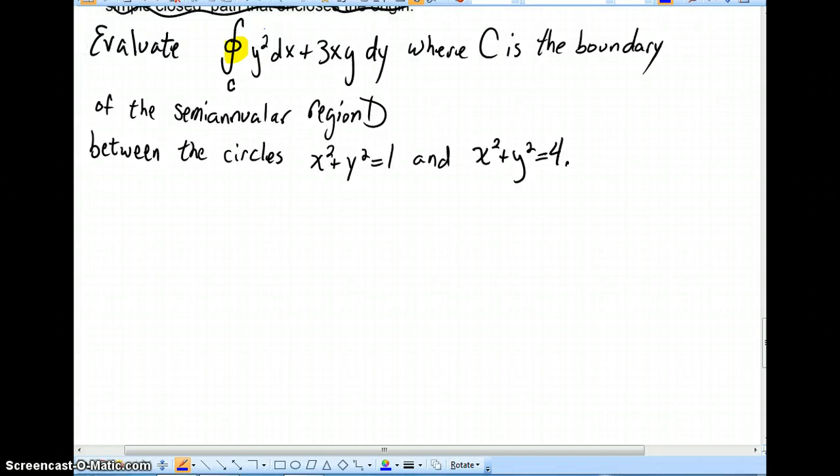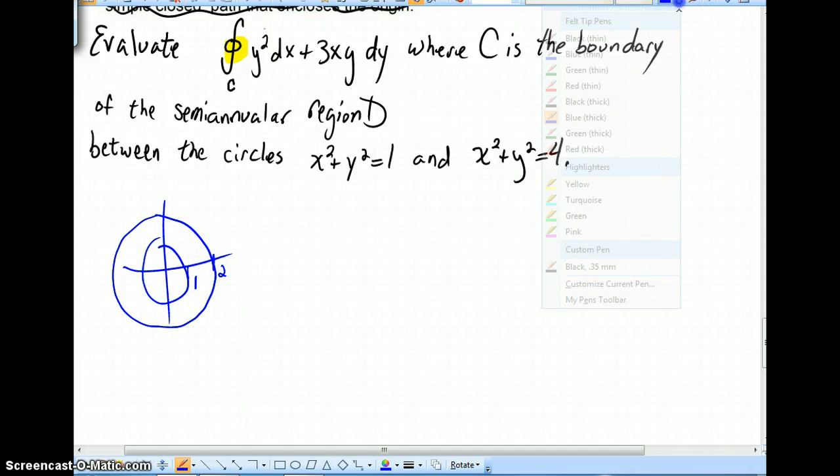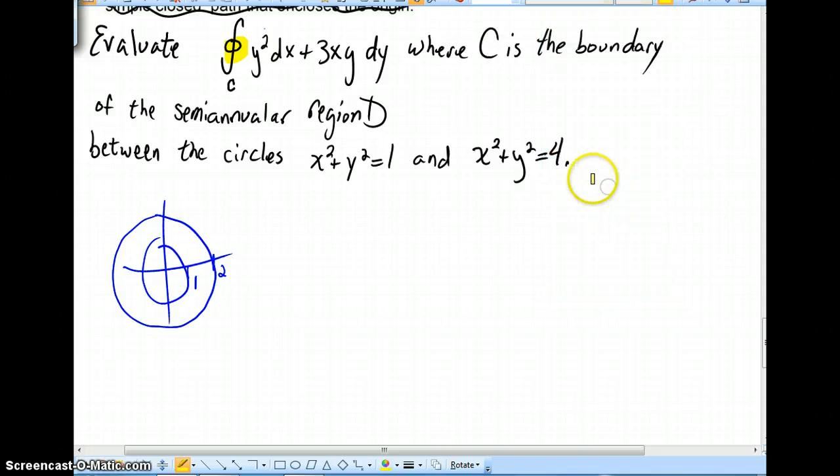Okay, finishing up our very last problem, and it's a problem that's been modified from the notes. We have a region that contains a hole. We're between the circles x squared plus y squared equals 1, that's a circle with a radius of 1. We also have x squared plus y squared equals 4. Well, that's a circle centered at the origin, radius of 2. But we are between those two circles, so we could call this an annular region.